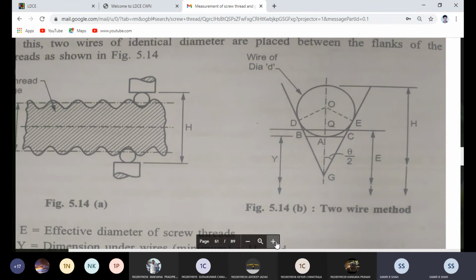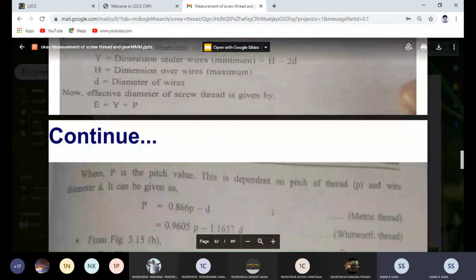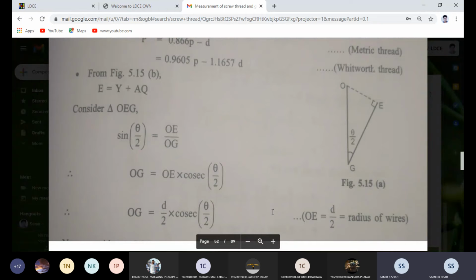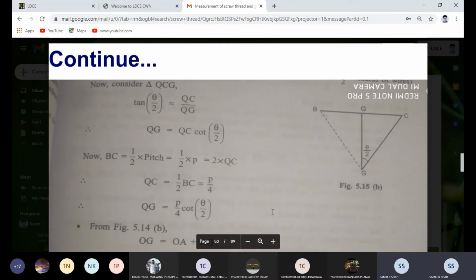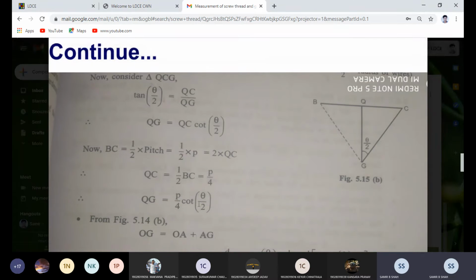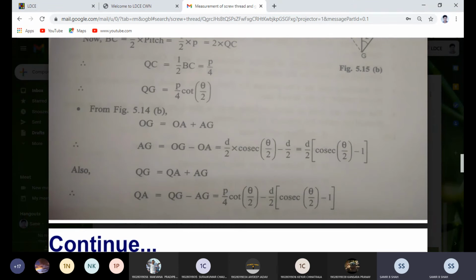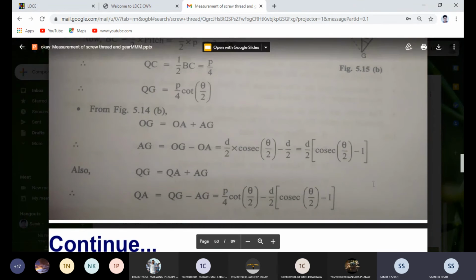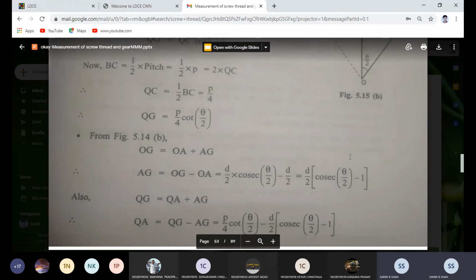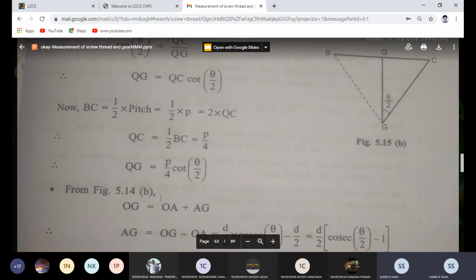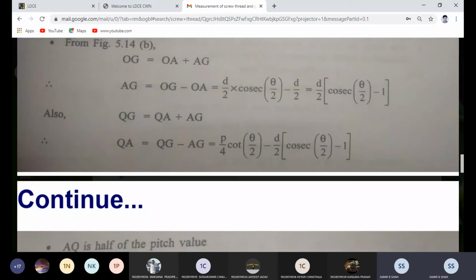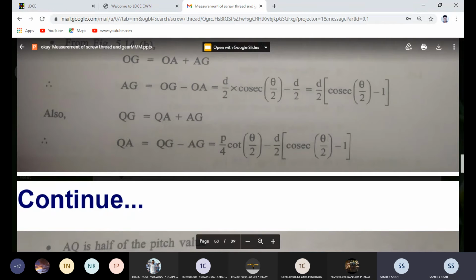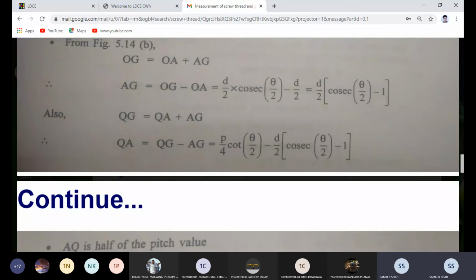Now, as we know that QG, we already found, is equal to P by 4 cot theta by 2, and AG, which we just found, is equal to D by 2 cosec theta by 2 minus 1. Okay, QG and AG. So we are getting that QA is equal to QG minus AG, P by 4 cot theta by 2 minus D by 2 cosec theta by 2 minus 1.